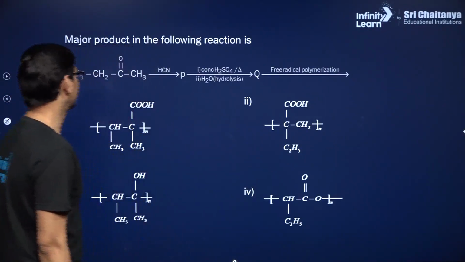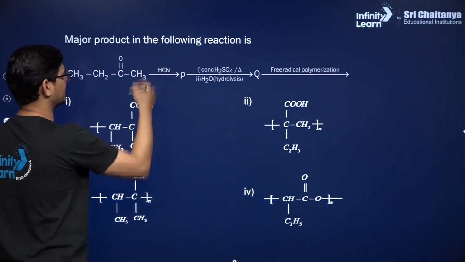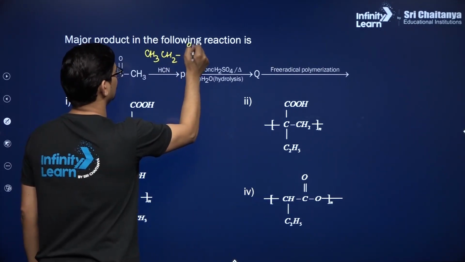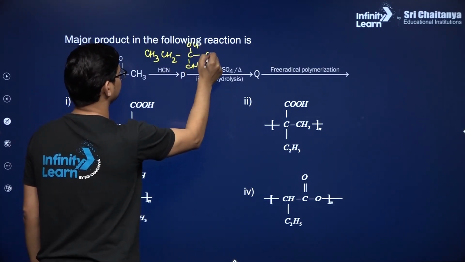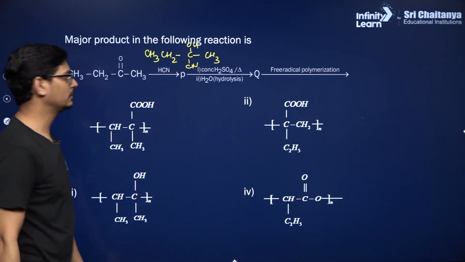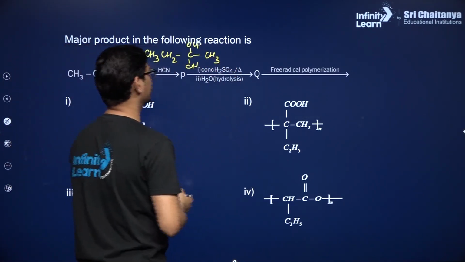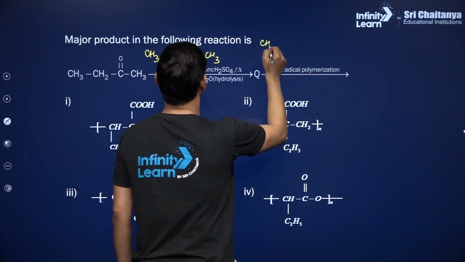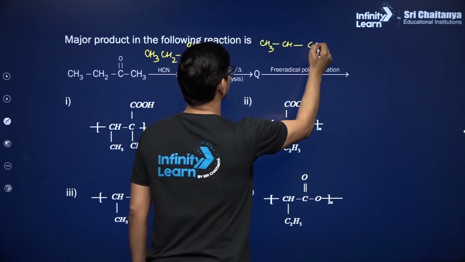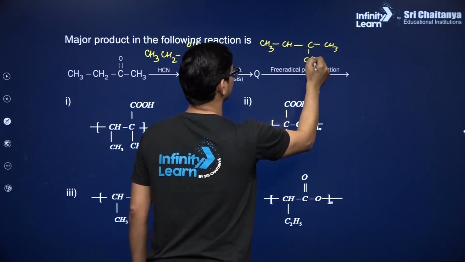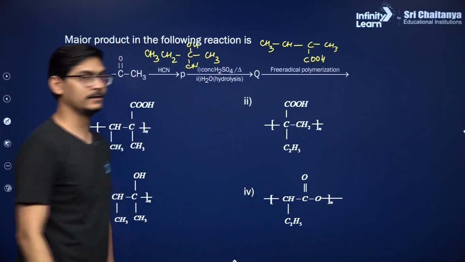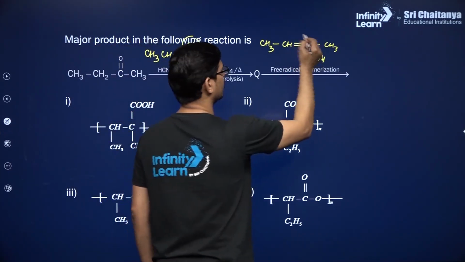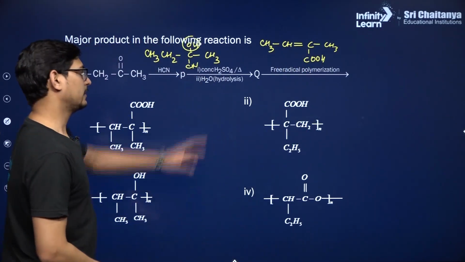In this, the first reaction is with HCN. So this is a cyanohydrin formation, which is basically CH3CH2C(OH)(CN)CH3. When you are heating it with concentrated H2SO4, two reactions will occur simultaneously. Cyanide will be hydrolyzed to carboxylic acid, and there is an alcohol which will undergo dehydration, alpha beta. So this will give you an alkene like that, and hydrolysis will give us the acid.